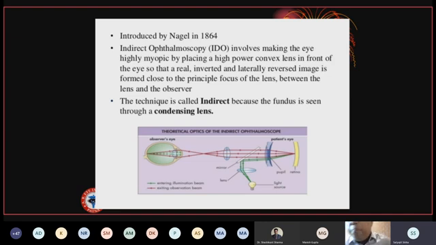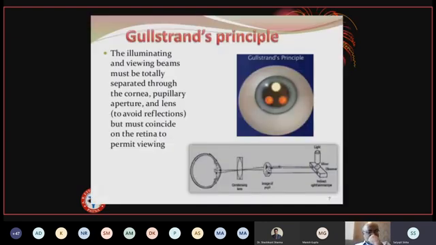The technique is called indirect because the fundus is seen through a condensing lens. Now, we all should know about Gullstrand's principle, which is the basis of indirect ophthalmoscopy. The illuminating and the viewing beams must be totally separated through the cornea, pupillary aperture, and the lens to avoid reflections, but must coincide onto the retina to permit viewing.